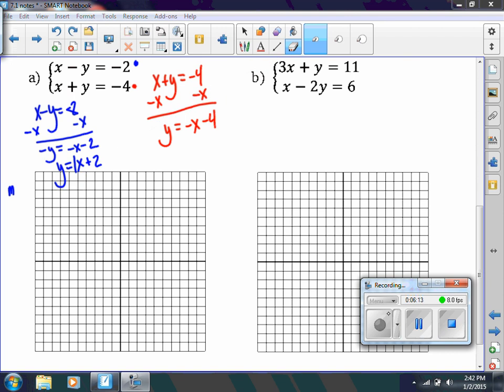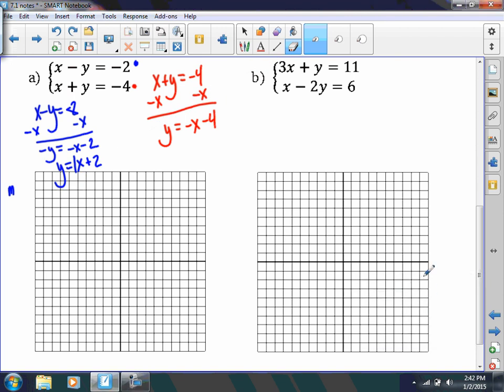Okay, so my slope, let's try this again. My slope is going to be 1, and my intercept is going to be 0, 2. So that's the point I'm going to start at when I'm graphing. I start at 0, 2, and then I'm going to go up 1 and over 1.